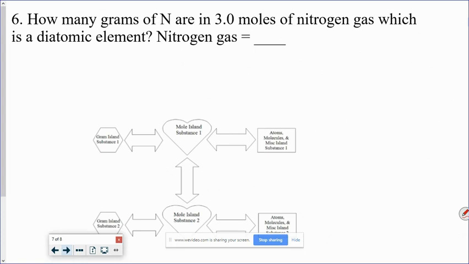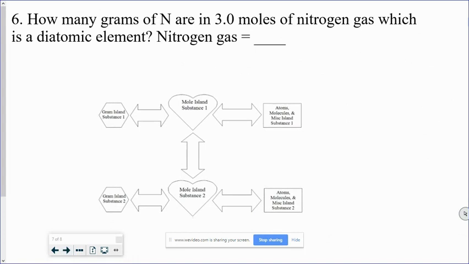All right, in class, we would tell everyone to go ahead and try this problem a little bit and see how it goes. I would encourage you to do the exact same thing. All right, the question is, how many grams of N, nitrogen, are in 3 moles of nitrogen gas, which is a diatomic element? So nitrogen gas, 78% of the air that we breathe is N2. So we're going to start off with 3.0 moles of N2.